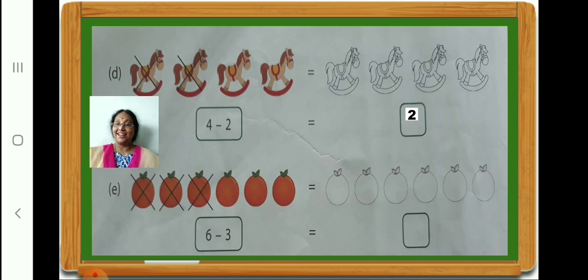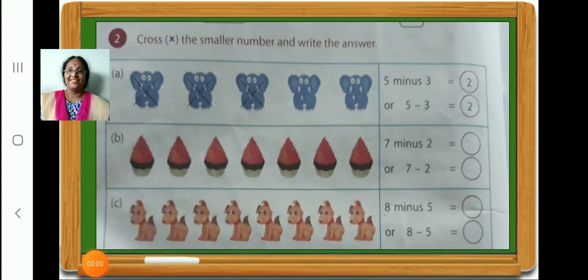Children, let us take away 3 oranges from 6 oranges. So, let us write 3 in the given box. Now children, you have to color 3 oranges. Very good. Done. Let us do question number 2. Cross the smaller number and write the answer.